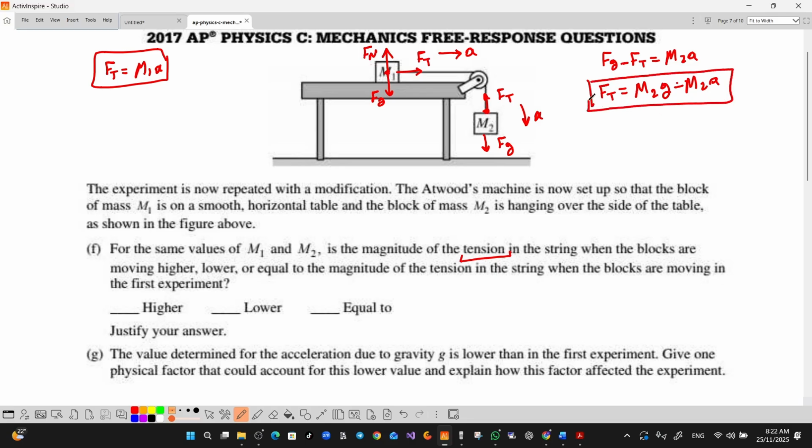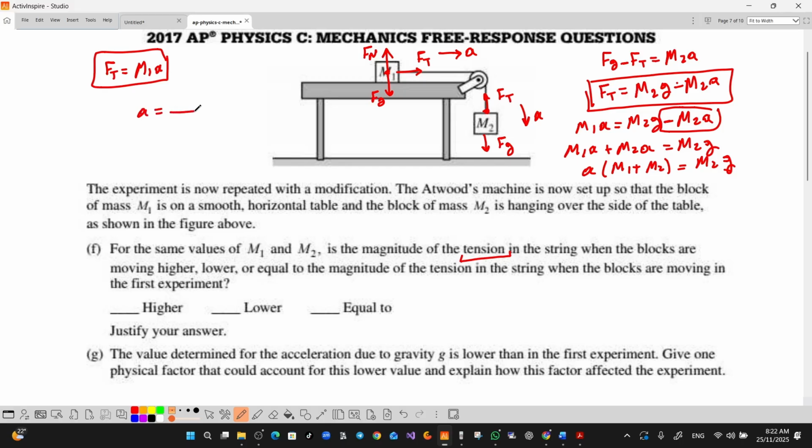Again, the pulley is a massless pulley, which means we can equate Ft from here with Ft there, and we'll get that M1a equals M2g minus M2a. Now let's move the similar terms next to each other. So M1a plus M2a is equal to M2g. Let's take a as a common factor. Divide both sides over M1 plus M2 and we'll get this acceleration. Now this acceleration is the acceleration of the system when we place M1 on a horizontal surface.